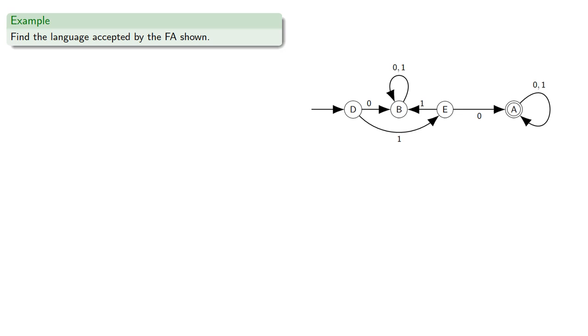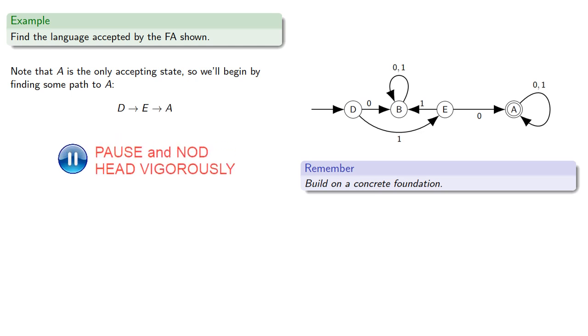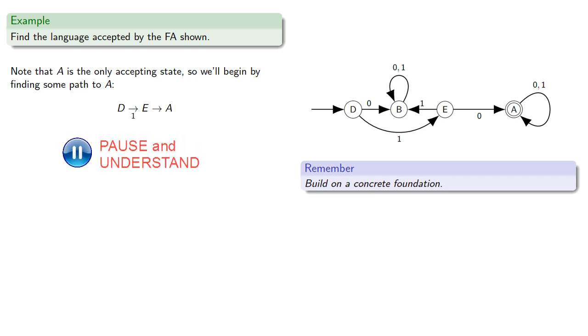So let's take the finite automaton shown, and let's figure out the language that's accepted. A useful thing to remember: build on a concrete foundation. Let's see how we can get to the accepting state. Note that A is the only accepting state, so we'll begin by finding some path to A. Our initial state is D, and we can get to A by going to E and then on to A. So what are the directions that get us there? If we're at D, the direction 1 will take us to E. And if we're at E, the direction 0 will take us to A.